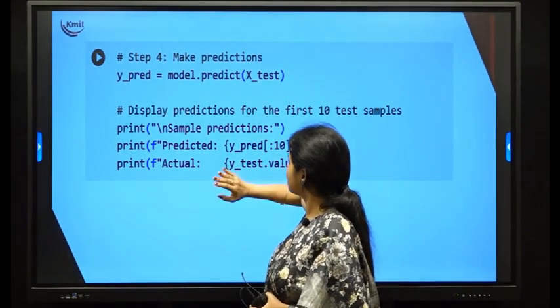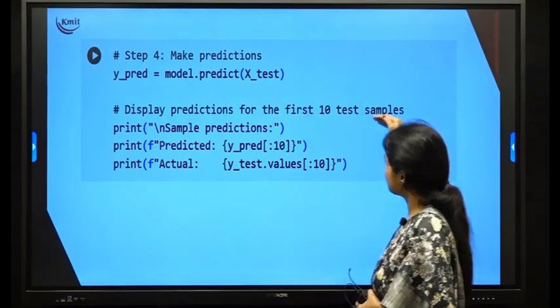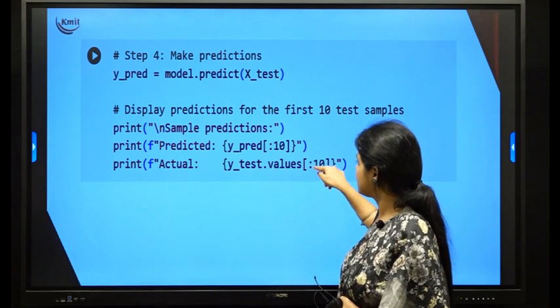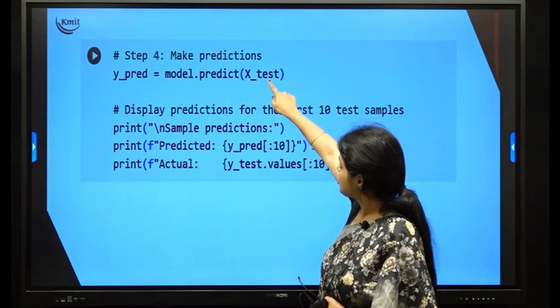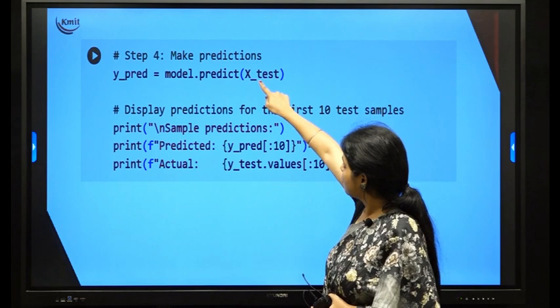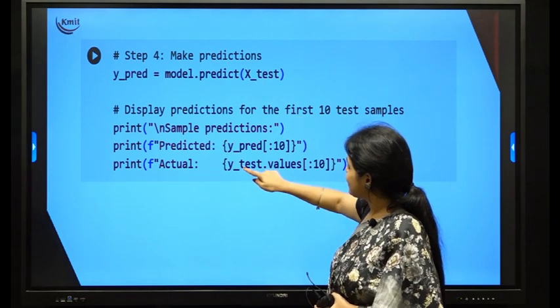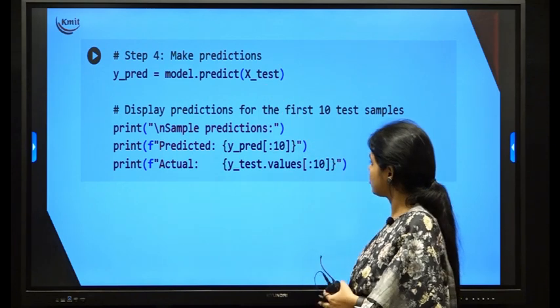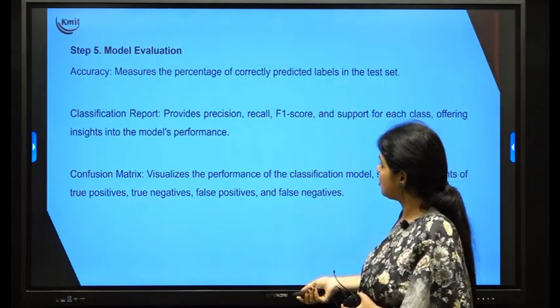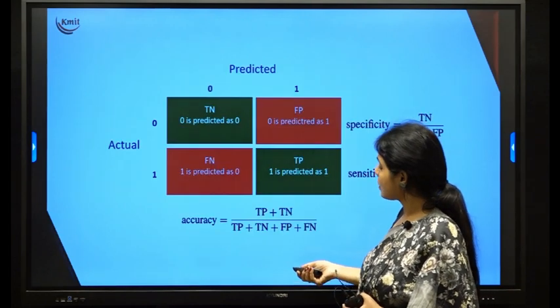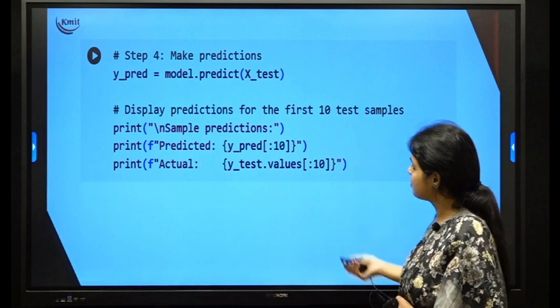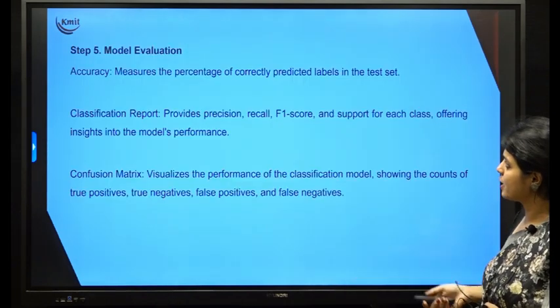Once I am done with that, I want to print the first 10 samples. So I say print y prediction 10 and y test 10. Y prediction is the predictions made by the model for X test input. Y test is nothing but the original output for the same X test. I want to print the first 10 values. As you can see, once you print, you will be getting the prediction values. I didn't put the output here, but you can just try and check that out.